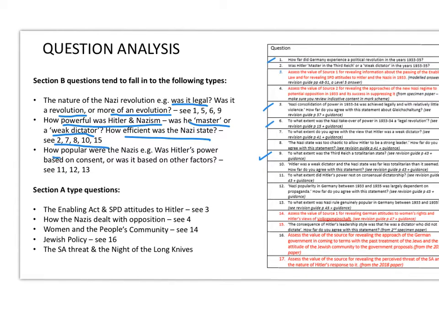And then you've got questions about the popularity of the Nazis, and they tend to be along the lines of: was Hitler's power based on genuine popularity? In other words, his power came from the fact he was popular with many ordinary Germans, or were other factors more important, that people were just pretending to support Hitler, and actually things like fear were the basis of his power, and it's being able to engage with that. And then, as you can see, the questions in red are where it's been a Section A type question, and you can see 3, 4, 14 and 16 there.